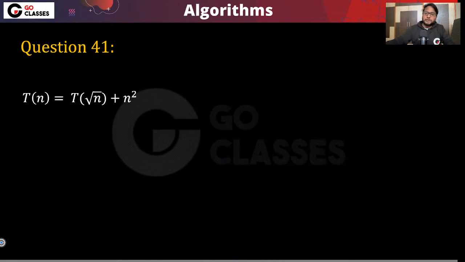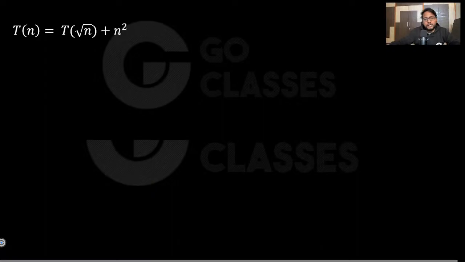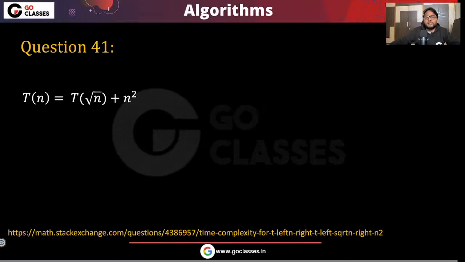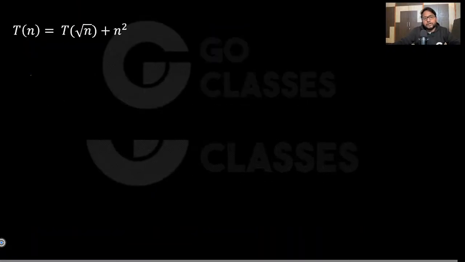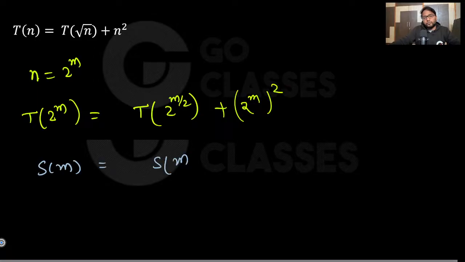So how to solve this question? Let's just see. This is the question number 41. Let's assume n to be 2^m, then T(2^m) = T(2^m/2) plus 2^m squared. Let's assume that to be S(m), so this is S(m/2) plus, this is nothing but 2^m.